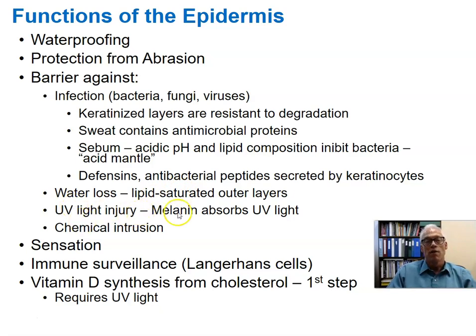UV injury: ultraviolet light has enough energy to physically modify DNA molecules so that when they're replicated, they produce mutations. Incorrect copying happens. So melanin, a pigment in the epidermis, absorbs UV light so that it can't penetrate down to the deepest layers of cells, the basal layer where cells are dividing.